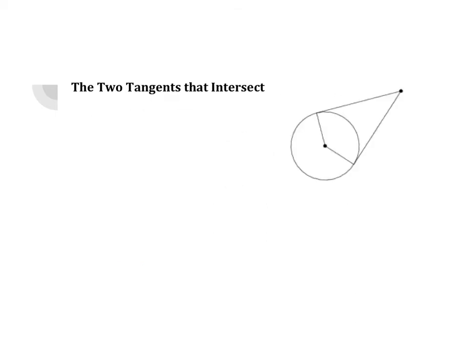For our second scenario, what do you think the relationship is between two tangent lines that intersect outside of our circle? So we have line 1 and we have line 2. They're both tangent lines because they touch our circle at only 1 point and they intersect outside of our circle. So the question now is, what is the relationship between line 1 and line 2? Go ahead and take a minute to think about that.